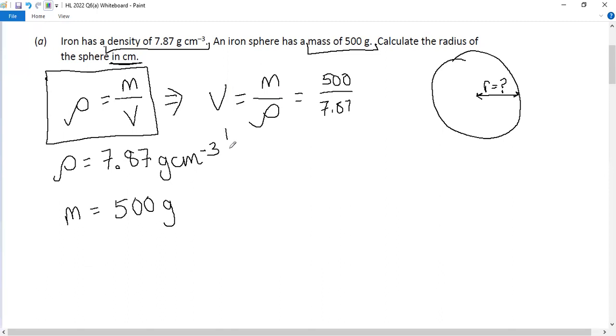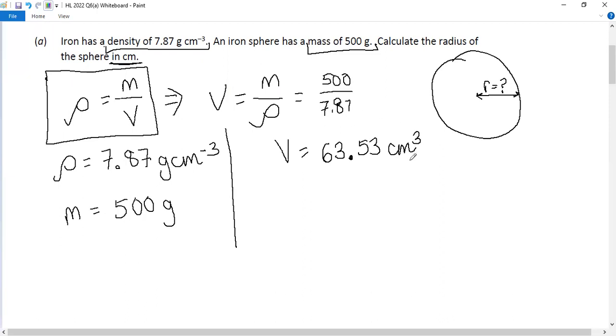And I'm getting this a bit messy. And that tells me, so when you put 500 divided by 7.87, make it nice and clear, that my volume is going to be 63.53. The points don't work that well on my pen. Okay, and it's centimeters cubed.